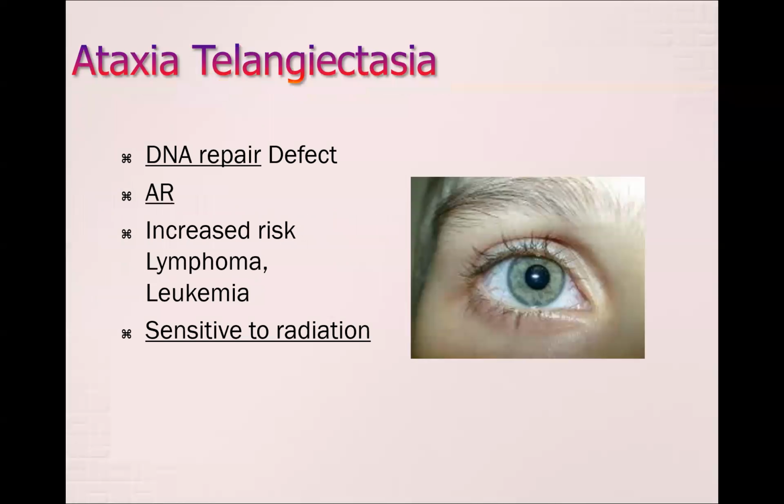Ataxia telangiectasia is a DNA repair defect. It's inherited in an autosomal recessive form. These patients have a problem when they have cross-linking of thymine dimers and can't excise those thymine dimers and replace them appropriately. So the DNA is not appropriately repaired when that happens. These patients are exquisitely sensitive to ionizing radiation, and if you know somebody has ataxia telangiectasia, you'll want to make sure we're giving them the lowest amount of ionizing radiation possible.